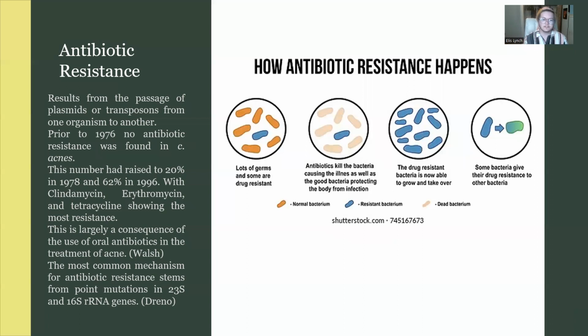We're going to go into antibiotic resistance, which is super interesting in Cutibacterium acnes because prior to 1976, we actually don't see much in the way of antibiotic resistance. We started seeing an uptick of resistance in Cutibacterium acnes between the years of 1976 and 1978, when studies in a meta-analysis by Walsh et al. shows that about 20% of samples taken from just people on the street who signed up for the studies were showing resistance to commonly used antibiotics for acne treatments. These antibiotics being erythromycin, clindamycin, and tetracycline.